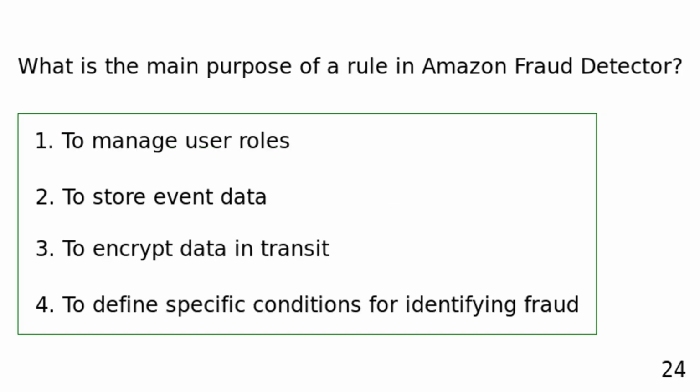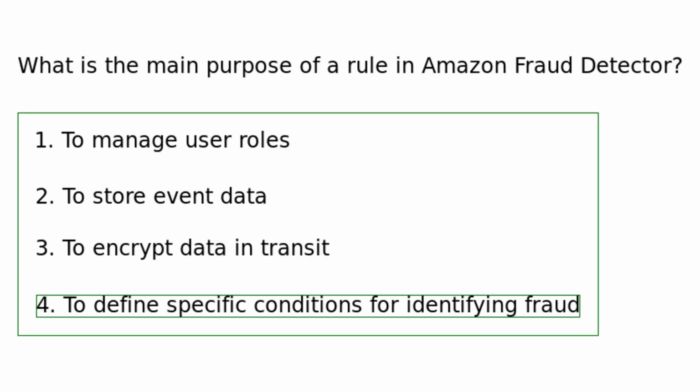What is the main purpose of a rule in Amazon Fraud Detector? To manage user roles. To store event data. To encrypt data in transit. To define specific conditions for identifying fraud. The main purpose of a rule in Amazon Fraud Detector is to define specific conditions under which an event should be flagged as potentially fraudulent.